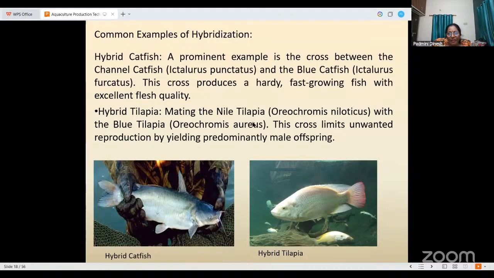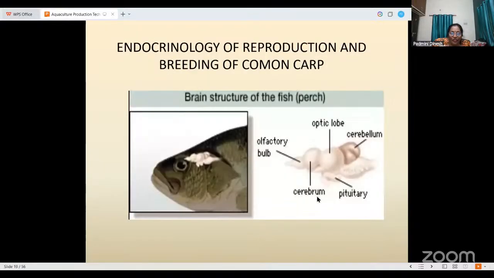Mating a Nile tilapia with a blue tilapia, what you get is mostly male offspring. Again, why males over here? Males, why? Because you have a faster growth rate in them. So the cross between the Nile tilapia and the blue tilapia will give you male offspring. Predominantly, it's only males. So this is again a hybrid tilapia. So those are examples of hybridization techniques. So this was some of the important information that we have for aquaculture production.